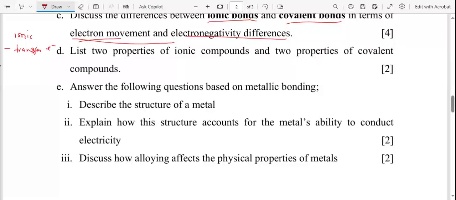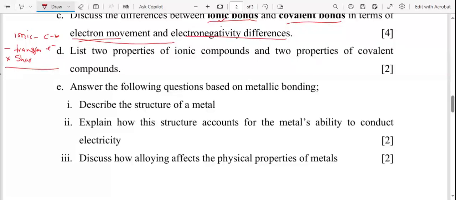while covalent involves sharing of electrons. So let this one be dash, then covalent be a star, like that. So that is in terms of electron movement. This one, the electrons are shared. This one, electrons are transferred.